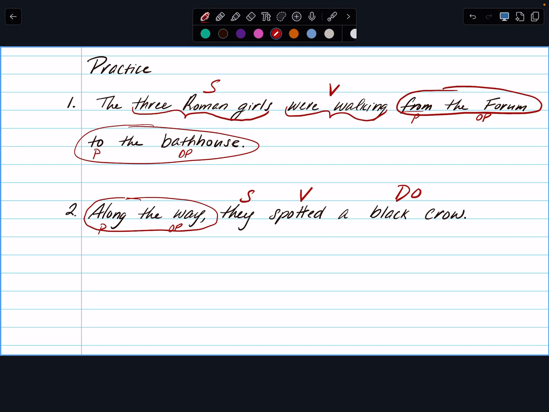I think we'll do one more practice sentence, and then we will move on and jump into some Latin. Yay! No? Not exciting? Oh, so sad.